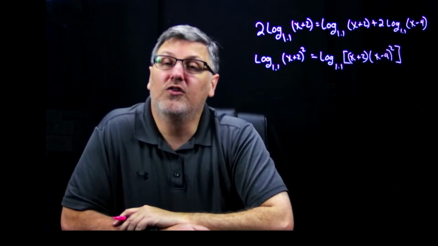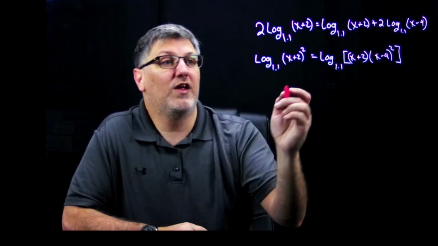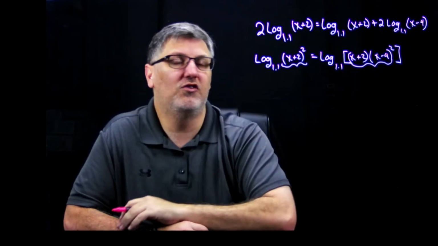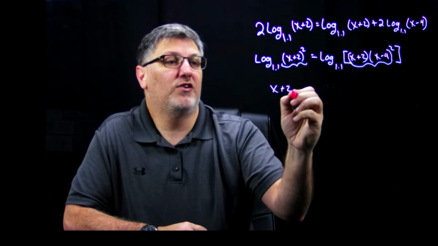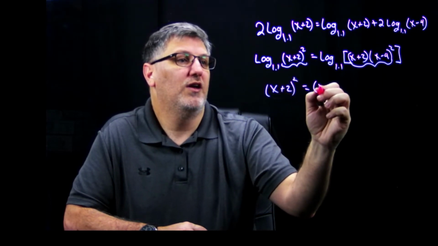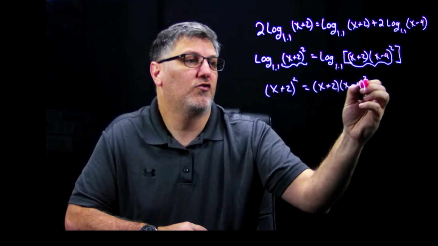All right, so now that we've got this down to a single log on both sides, we're going to take the insides right here. We're going to set them equal to each other and solve. So we have x plus 2 squared equals x plus 2 times x minus 4 squared.